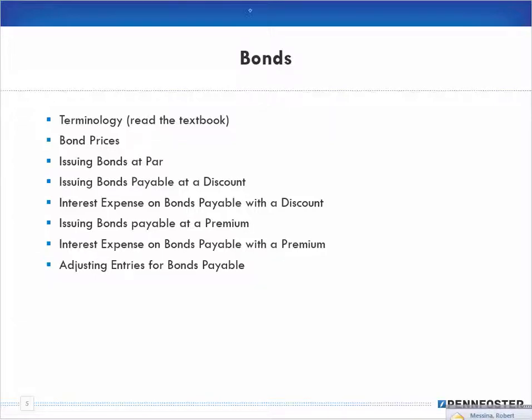Before we begin, if you look in your textbook, you'll see the different sections that relate to bonds. As far as terminology is concerned, read the textbook first. I'm not going to go over the terminology. There are the different sections: how bond prices are calculated, issuing bonds at par, a discount, and premium, and then, of course, making adjusting entries. So if you've read the textbook in order to get the terminology down, you've pretty much covered these different aspects of bonds.